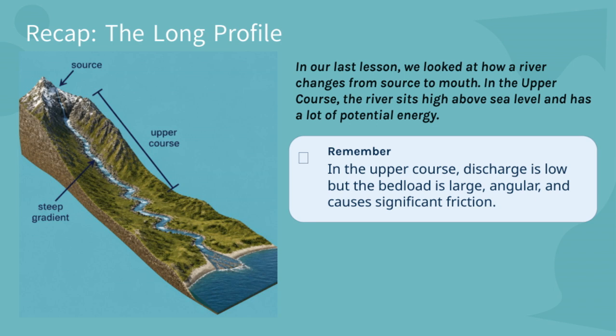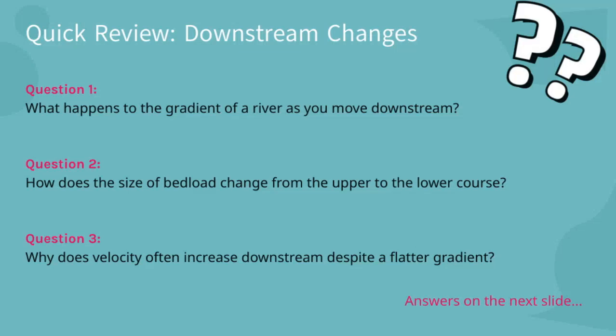This large, angular bedload creates friction, but it also helps the river erode its bed through abrasion. So the upper course is a place where the river is small but powerful. It is using gravity and its rough bedload to carve into the landscape. Now let's check your understanding of downstream changes.